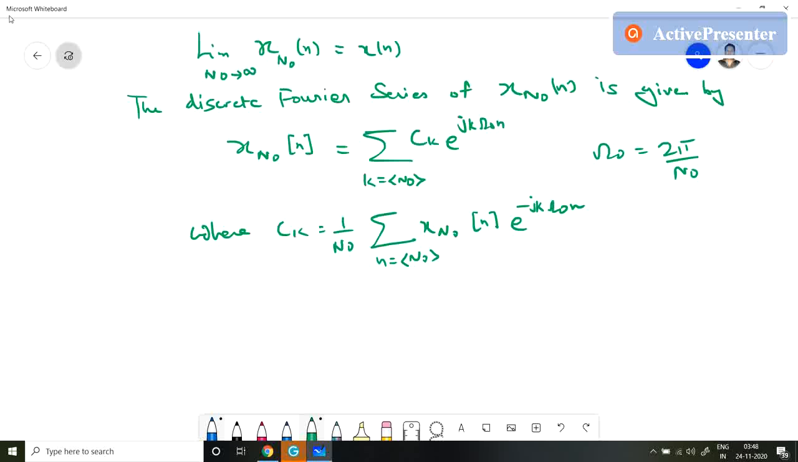Now if n naught tends to infinity, this x n is equal to this expression. So we can further represent it in the form of Fourier series. So we have just represented it in this form of Fourier series, because it is a periodic sequence, of course.